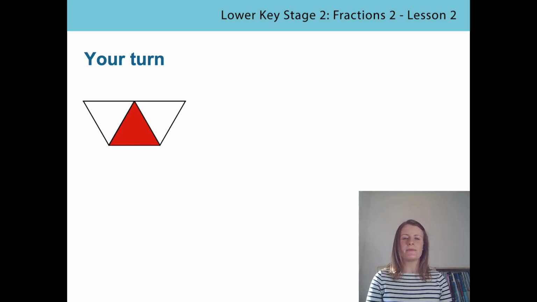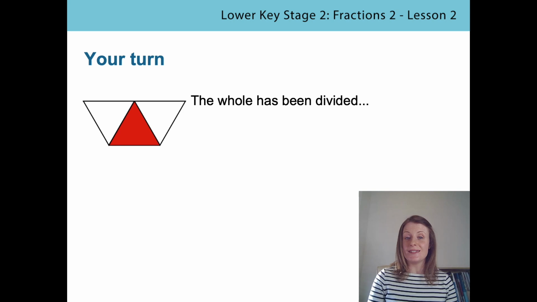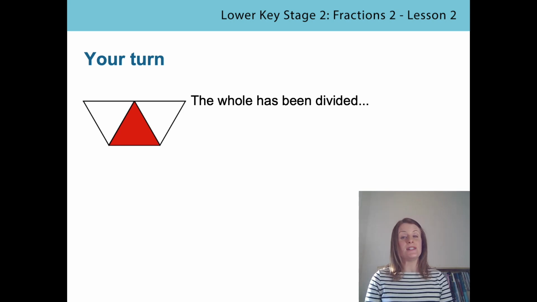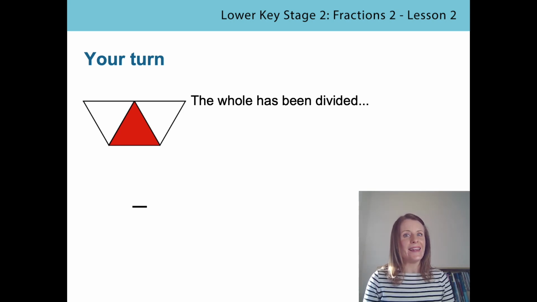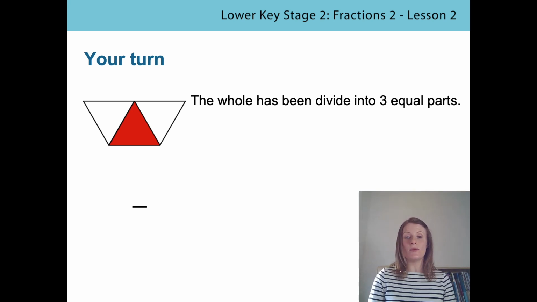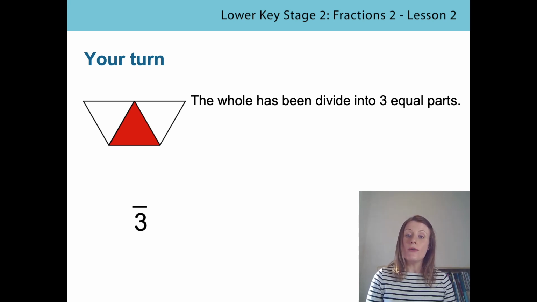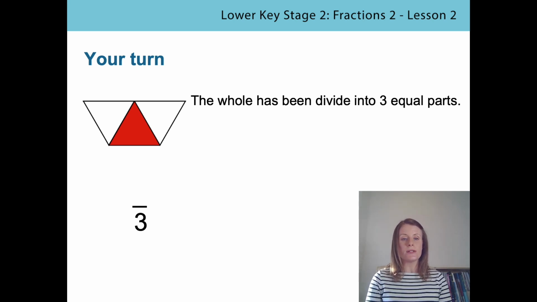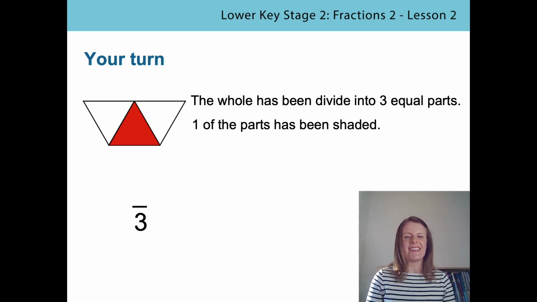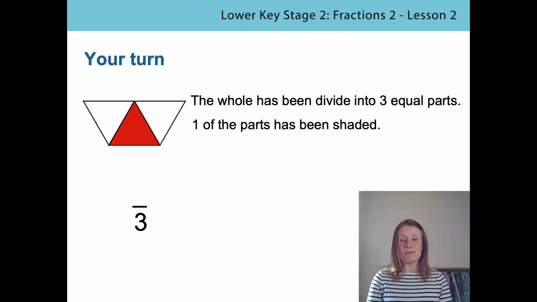Here's how I did mine. I used my stem sentence to help me. The whole has been divided, and then I put my bar. Did you do your division bar first? I hope you did. So, my whole has been divided into 3 equal parts. Well done. Did you put your 3 below the division bar? Excellent. The whole has been divided into 3 equal parts. But look, I've shaded. Yes, of course. One of the parts has been shaded. Did you put the 1 on the top?